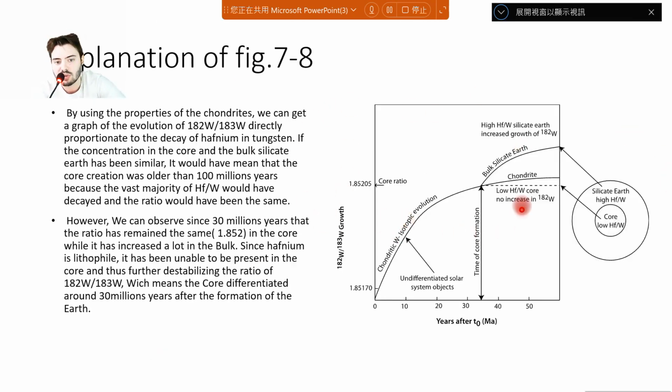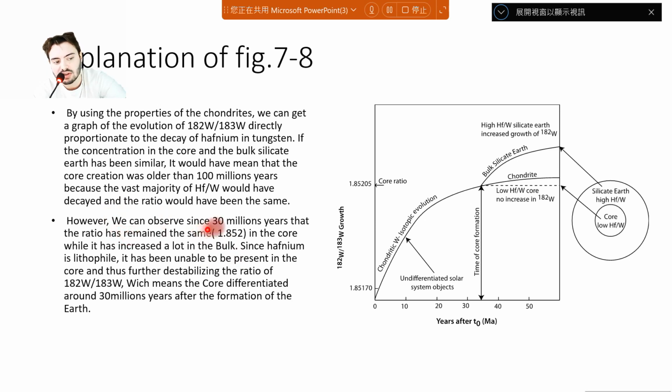Now we're going to explain this figure. By using the properties of chondrites, we can get a graph of the evolution of the ratio of our two isotopes of tungsten, which is directly proportional to the decay of hafnium. If the concentration in the core and the bulk silicate Earth had been similar, it would have meant that the core creation was older than 100 million years, because the vast majority of this decay pair would have decayed and the ratio would have been the same.